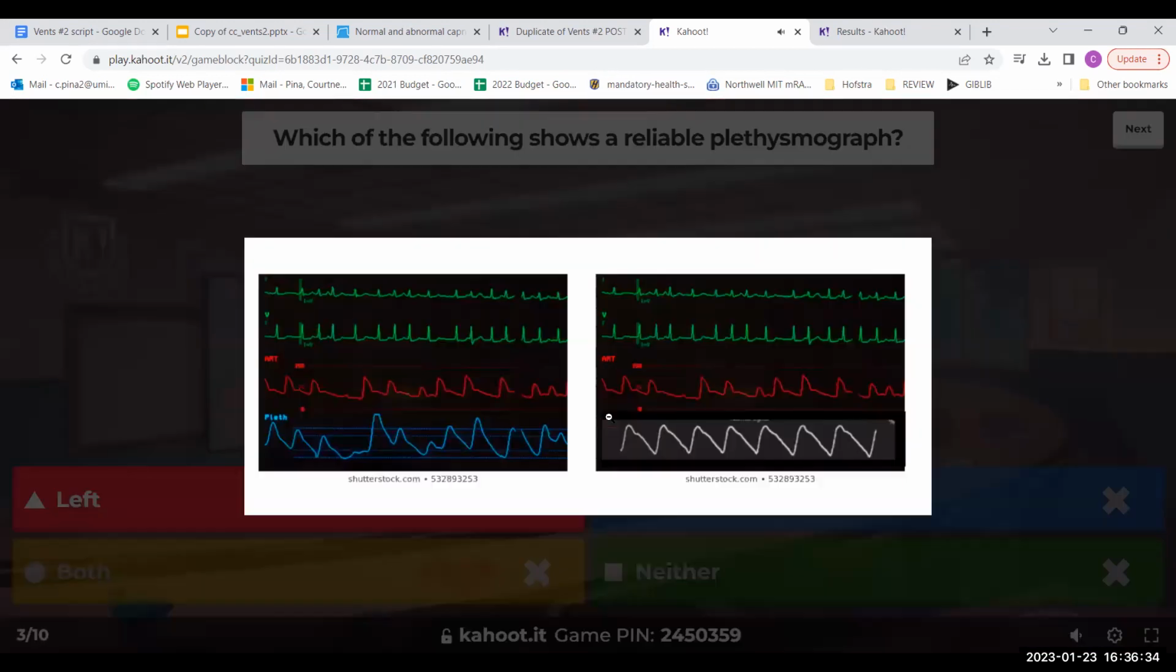So remember, it really correlates with the heart rate. Even though this one looks really pretty, it does not correlate with the heart rate at all. This one, even though it doesn't look as pretty, correlates with the heart rate and it matches the A-line way better than this one does. So this one's way more reliable because it's matching everything else on the screen, versus this one, which, even though it looks perfect, doesn't really match anything else going on.